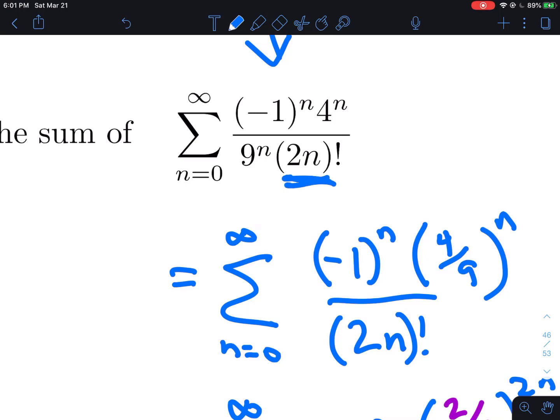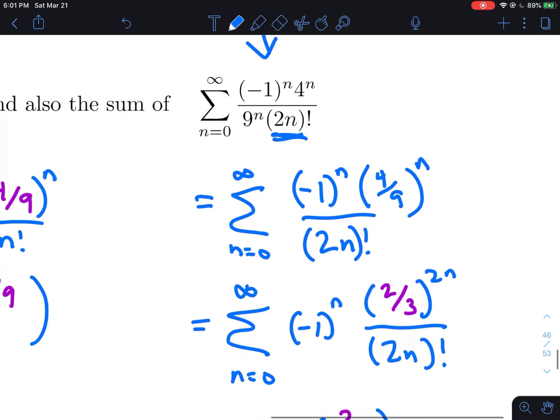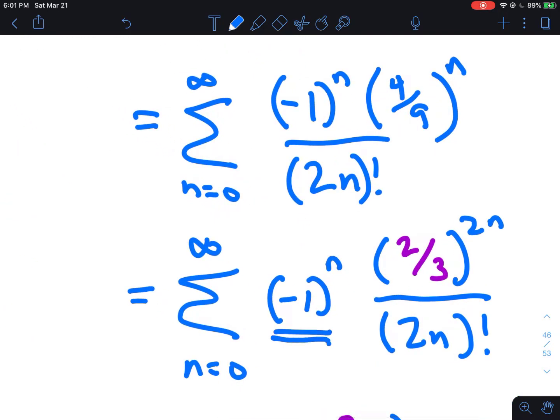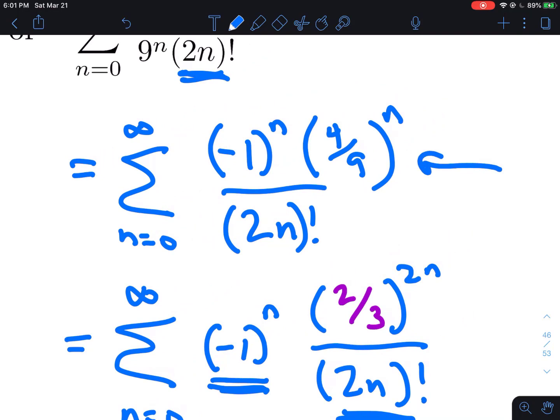And so you try to manipulate this and make it look a lot like cosine. Well, cosine has (-1)^n, right? So it's alternating. It has the 2n factorial. But notice in this step right here, if you were just trying to match up, you would have 4/9 raised to the nth power. But cosine needs something that's raised to the 2nth power, right? So you have to have 2n.